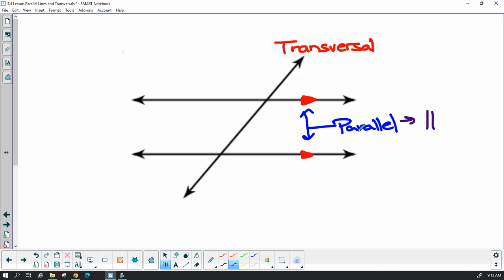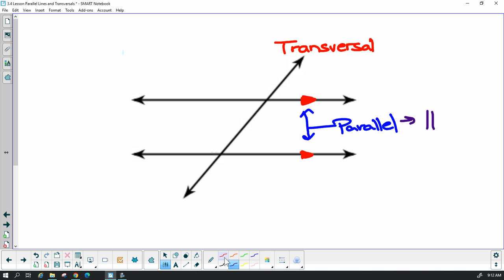And so when the lines that are being intersected by a transversal are parallel, we still have all of our same angle pairs. We have alternate interior, alternate exterior, same side interior, same side exterior, and we have corresponding angles. All those things exist still. But the relationship between those angle pairs is unique now. And these only happen when the lines that are being intersected are parallel.